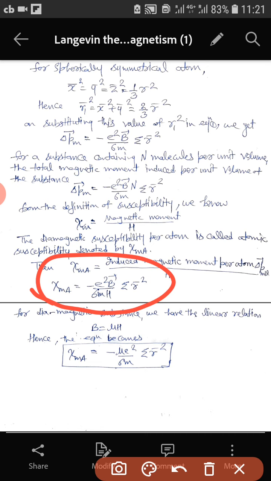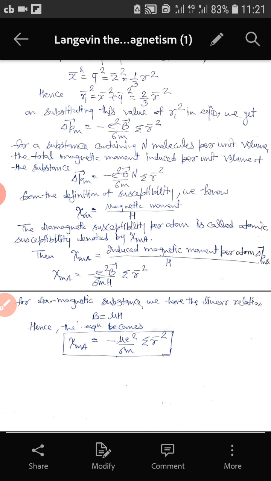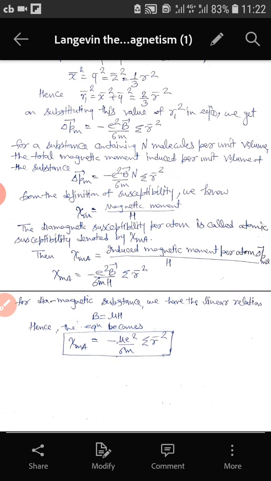For any diamagnetic substance we know the linear relation: B is directly proportional to H, and B is equal to mu H. Now substituting this value in the above equation, chi ma, the diamagnetic susceptibility per atom or atomic susceptibility, will be minus mu e square by 6m summation r square. This is our final expression for the magnetic susceptibility of a diamagnetic material, and we found that this value comes out negative, which is the case we have considered. For a diamagnetic material, the magnetic susceptibility has to be negative.